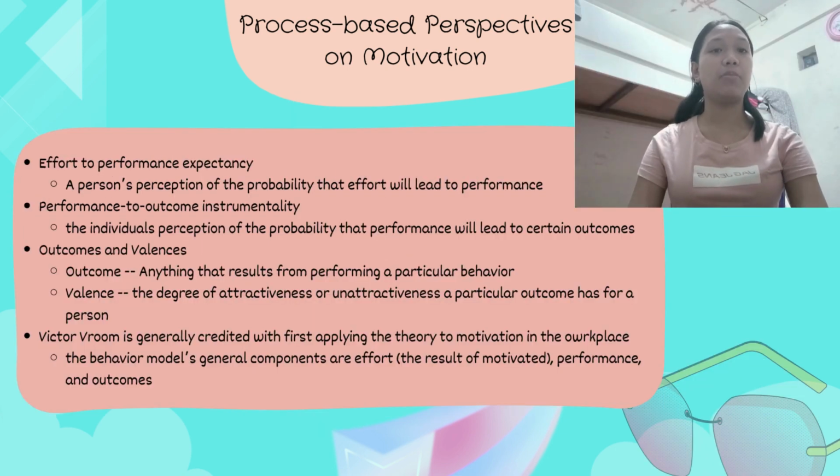Process-based perspective on motivation. Effort-to-performance expectancy is a person's perception of the probability that effort will lead to performance. Next is performance-to-outcome instrumentality, the individual's perception of the probability that performance will lead to certain outcomes. And next are outcomes and valences. Outcome is anything that results from performing a particular behavior. And valence is the degree of attractiveness or unattractiveness a particular outcome has for a person.